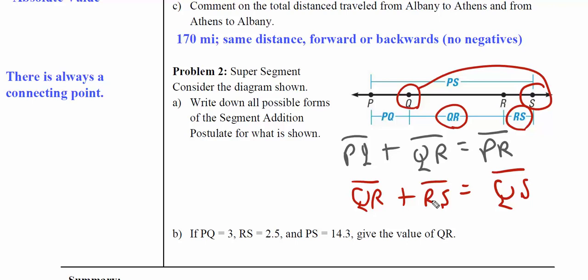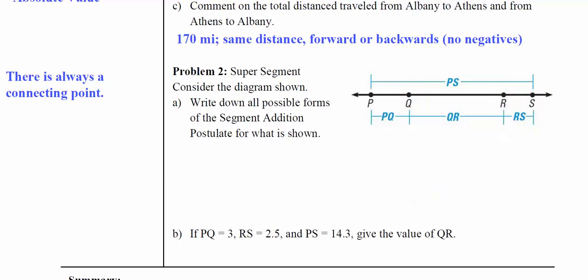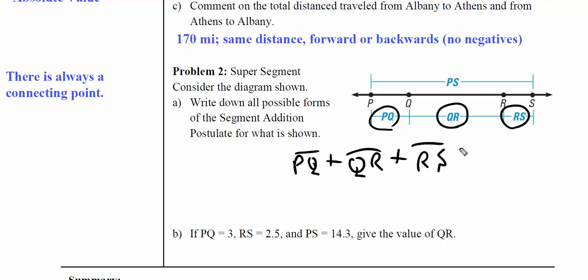Now, whether we see it algebraically or not, geometrically, line segment QR, there's just R in between the two of them, and that's the connecting point between them. Okay. We can also express a super one. So we do PQ, and then QR, and then RS. This would be the entire trip.